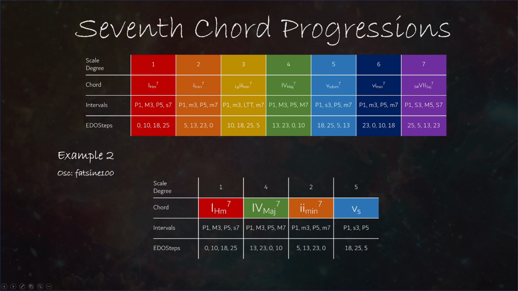The next example we'll go through is 1, 4, 2, 5. So we have the harmonic seventh chord on the first, major seventh on the fourth, minor seventh on the second, and just the subminor triad on the fifth, not the seventh chord.